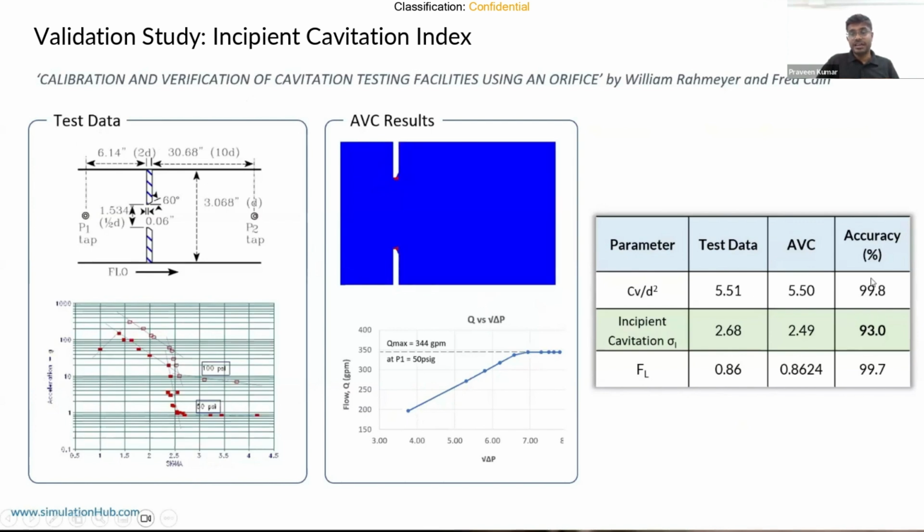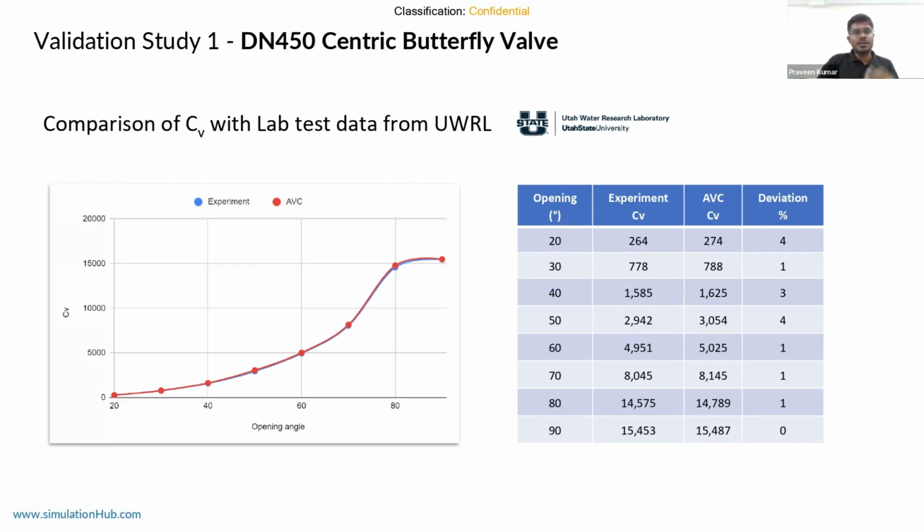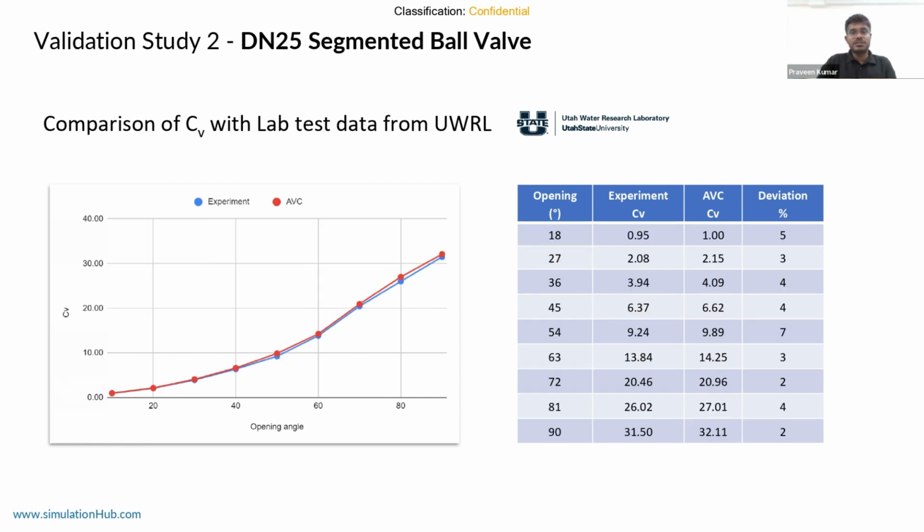The takeaway here is we are able to match the test data at about 93% for incipient cavitation and more for FL and CV. So in the context of today's topic, we are able to be in that zone of more than 90%, 95% accurate range. We have done a lot of other validation studies, comparisons with Utah Water Research Laboratory data and FCRI data. All these cases suggest we are in the range of 90%.